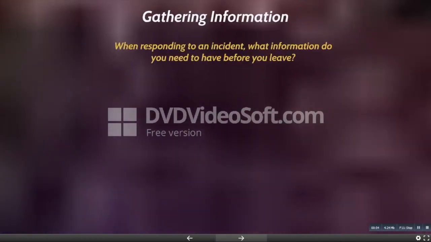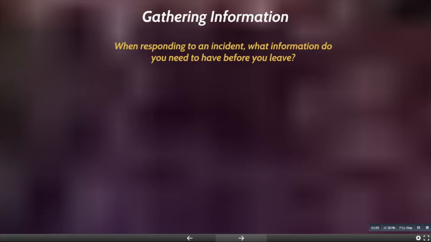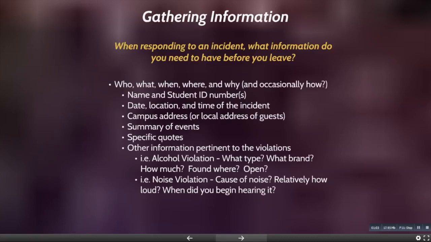So now we're going to be going over gathering information. When you're responding to an incident, what information do you need to have before you leave? Ideally, you want to get as much information as possible, such as the who, what, when, where, why, and sometimes you'll get the how. You want to make sure to get the students' names and ID numbers, and if you have guests in the room who aren't students, you want to make sure to get their driver's license or state ID.